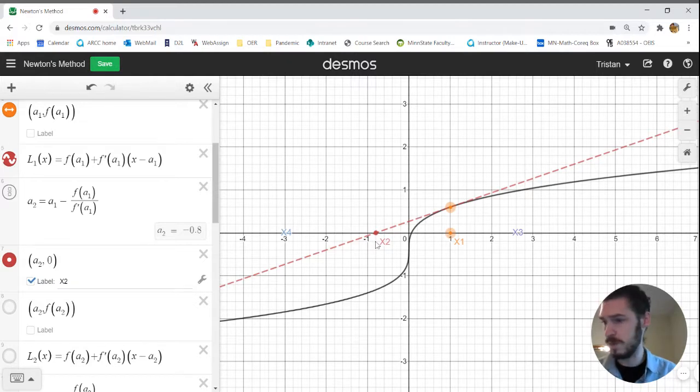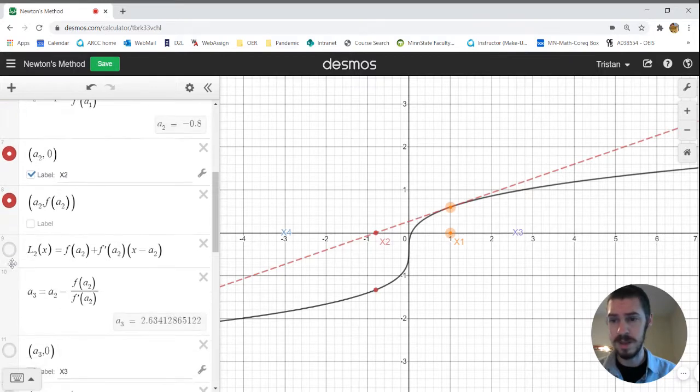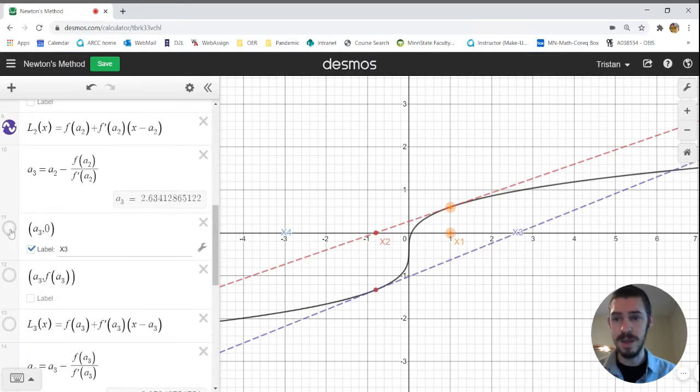That was the negative, we just got it, negative 0.8 or something. Then you make a point on the graph for that number. There's the point where x2 happens. There's the tangent line for that point. And then there would be the next x-intercept, x3, and now it's over here. So as you can see, we're farther away. So we bounced over to the left and we bounced back over to the right.